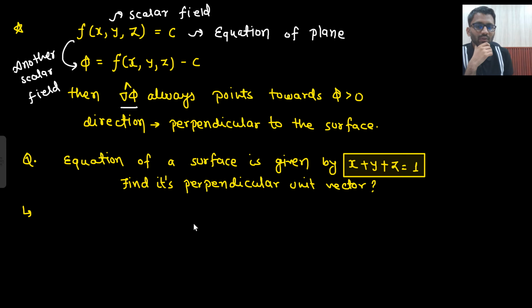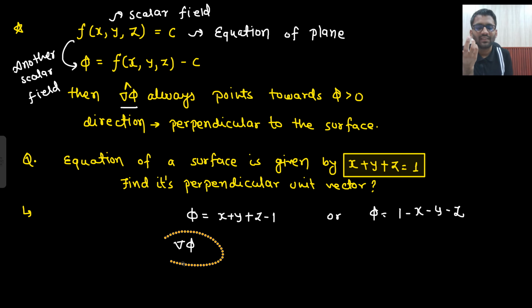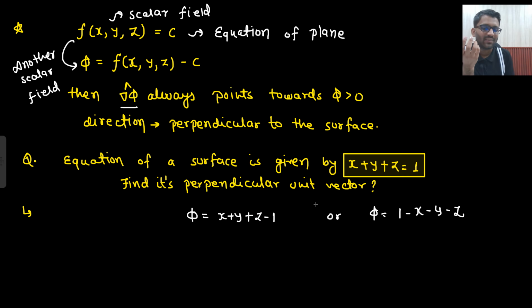What am I gonna do? I am gonna make a scalar field function that would be x plus y plus z minus 1, or I could have made another function that could have been 1 minus x minus y minus z. Then I will calculate the gradient of this. What am I going to calculate? Gradient of this. So what am I going to get?